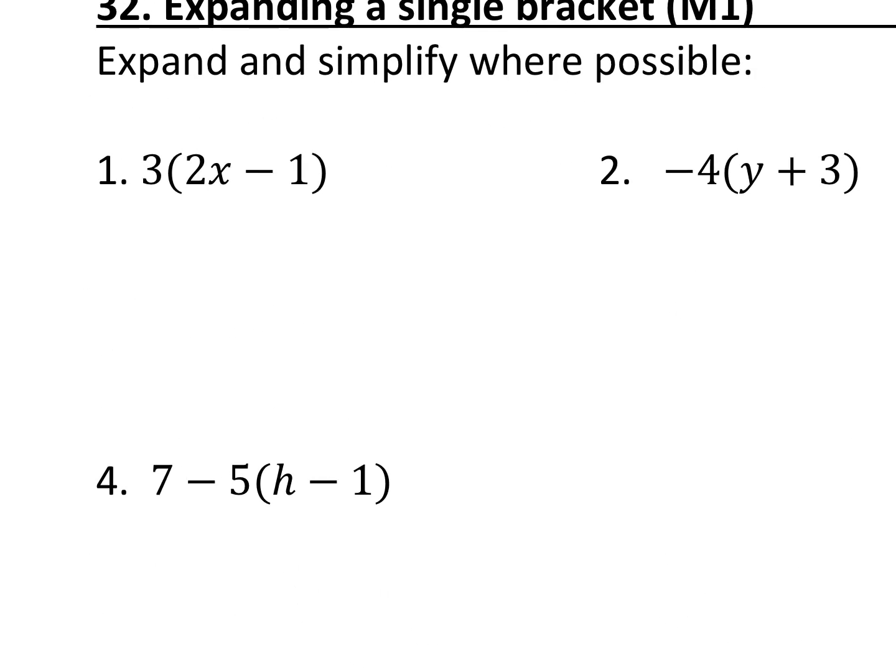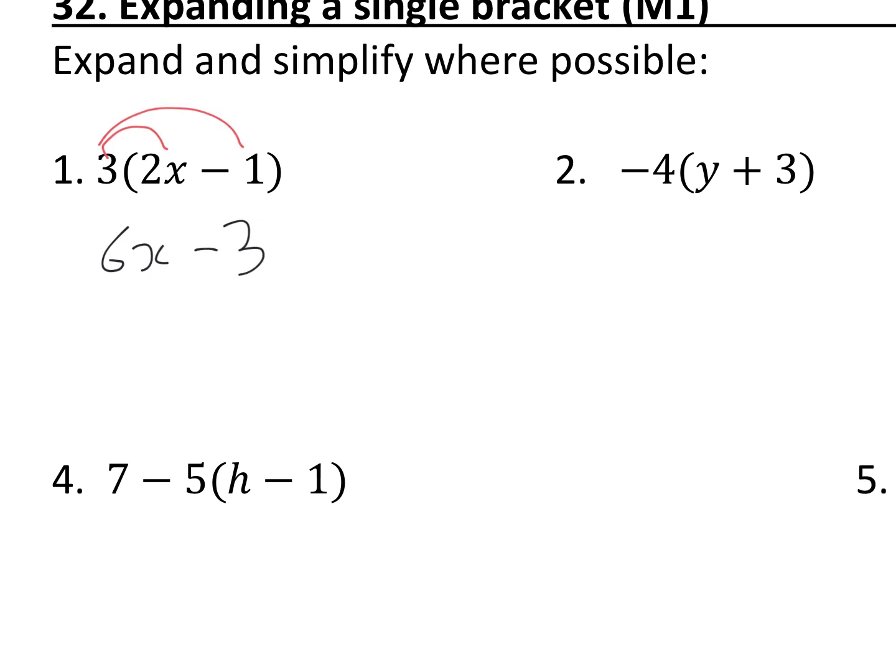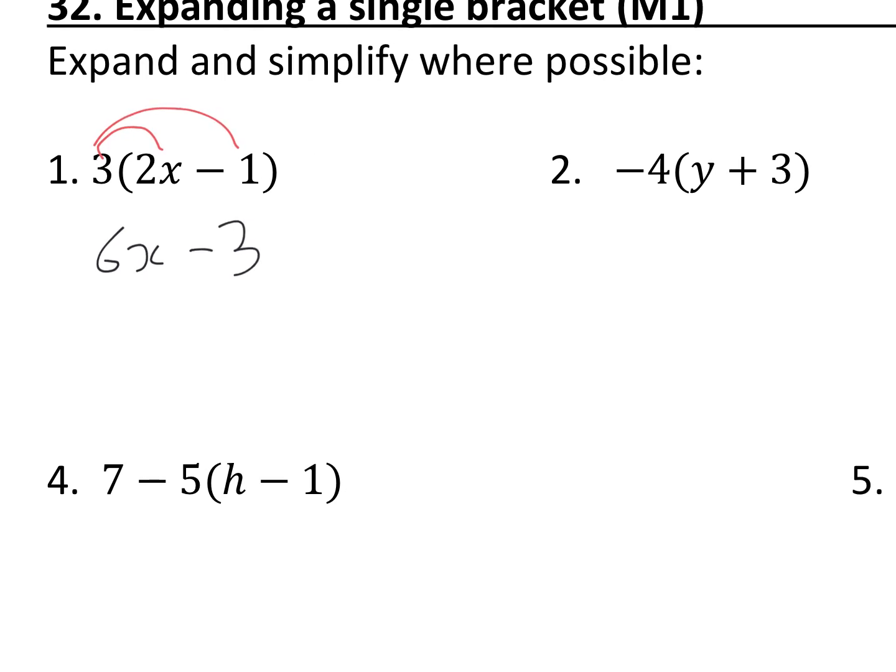Okay, if we look at the first one, we've got 3 multiplied by the bracket 2x minus 1, which means we've got 3 of whatever is in the bracket. So we've got 3 2x's, 3 times 2x is 6x, and then we've got 3 minus 1's. 3 times minus 1 is minus 3. Number 2, we've got minus 4 times y, so minus 4y, and minus 4 times 3 is minus 12.